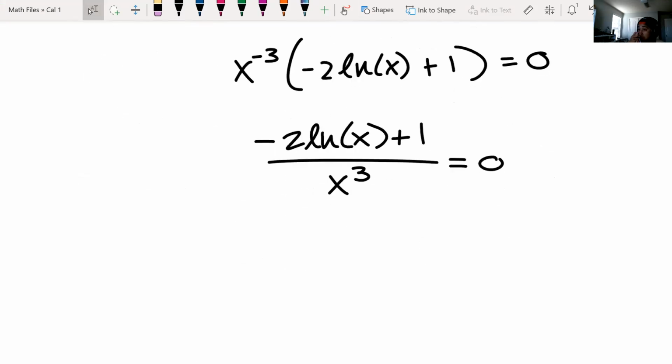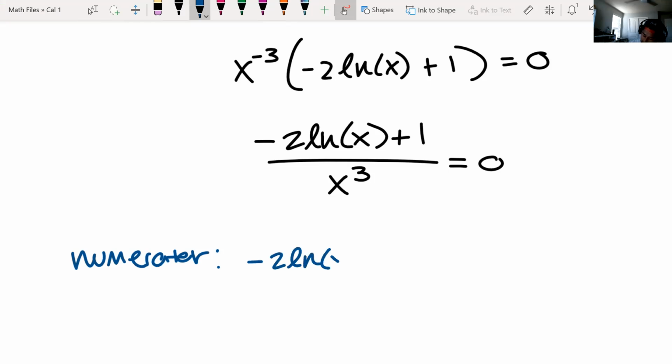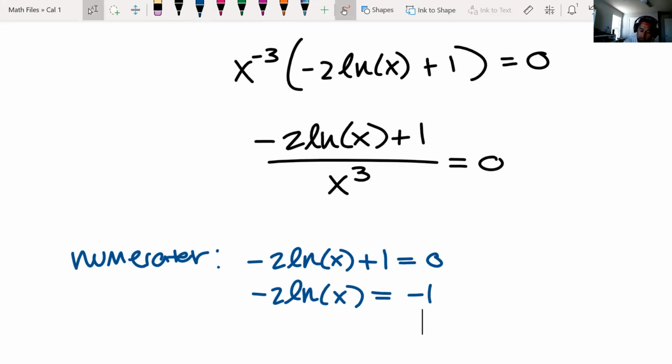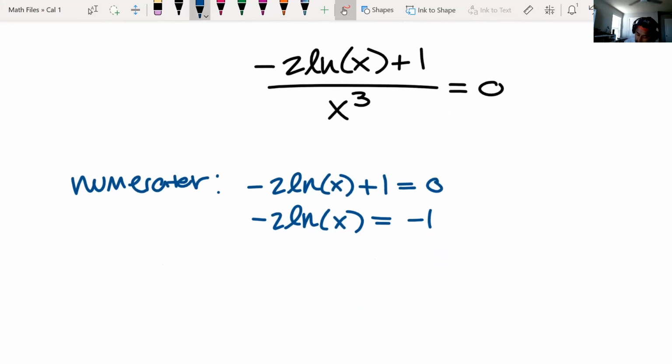You got your rational, right? So we'll look at the numerator first. Our numerator, negative 2 natural log x plus 1, set it equal to 0. Move the 1 over. Negative 2 natural log x equals negative 1. And then the natural log of x equals 1/2.